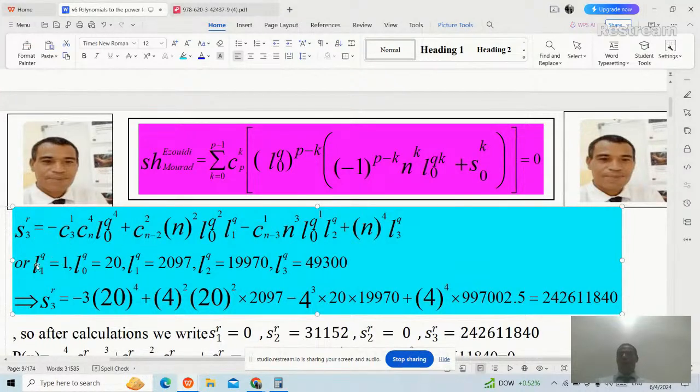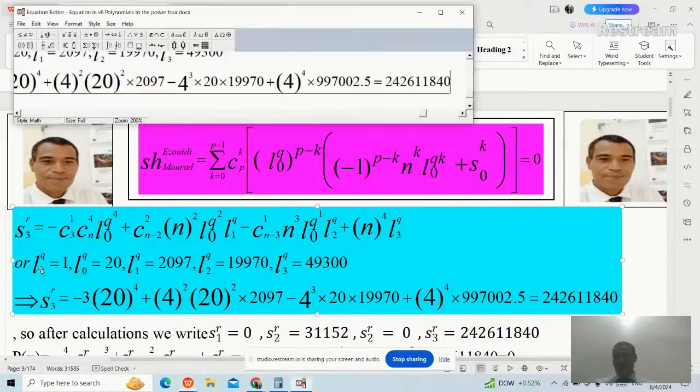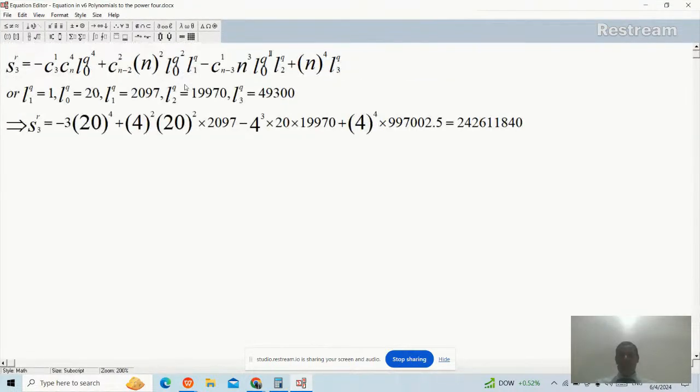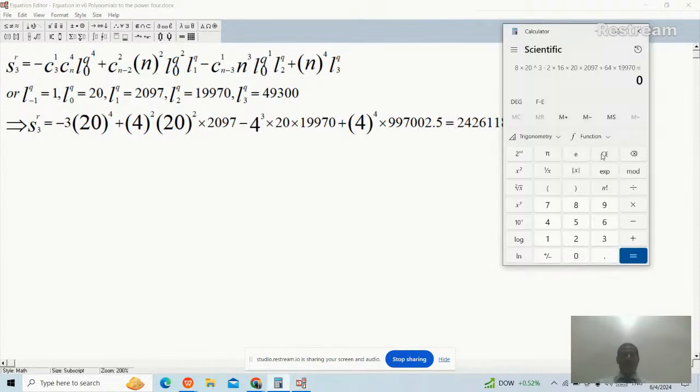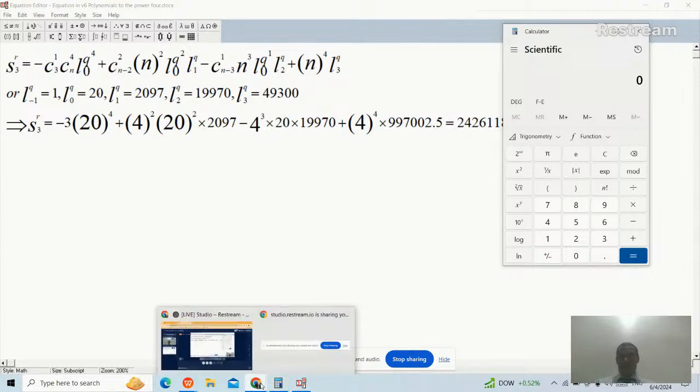Now, learners, we obtain the value of L minus 1, sorry. This is L minus 1, Mr. Mourad. I will just check: yes, this is L minus 1, which is 1. And L0 for the q is 20. L1 is 2097. L2 is 19,970. And L3 is 49,300. Therefore, I will use my calculator and I will obtain it like that.